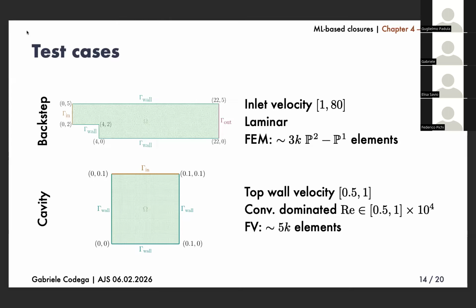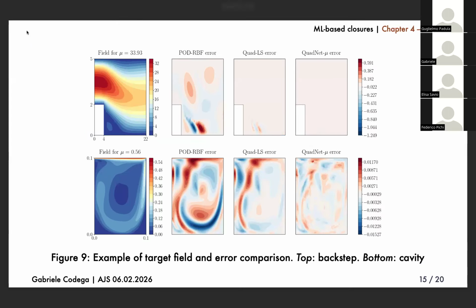Now, we just want to show you some outputs. This is an example of field we want to match. This is for the backstep, and this is for the cavity. And then on the right panels, you can see the error coming from different models. So for instance, here we have standard POD. So this is the error that comes from the linear approximation of this flow. As you can see, you have issues down here.